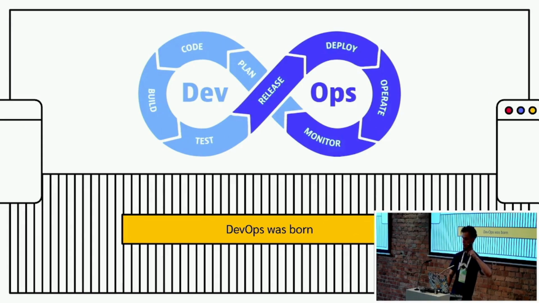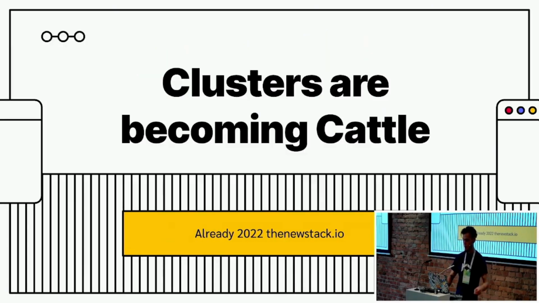We are now at the stage where in the past we said services were pets and then became cattle, and then servers became cattle, and so on and so on. And we are now moving into the world where clusters are becoming cattle. I don't care about my cluster anymore.